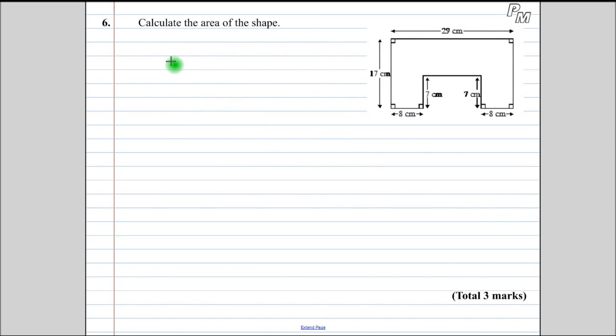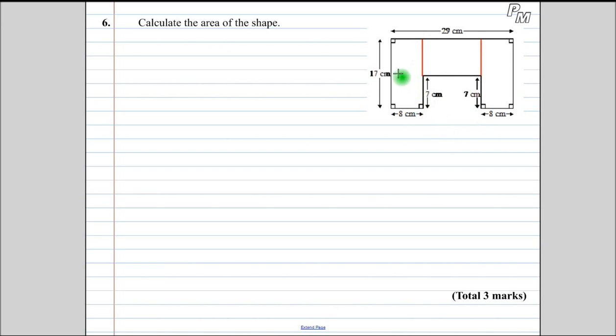Question 6. Calculate the area of this shape. Well, we've got an N shape here, and we don't know directly how to work out the area of an N shape, so we're going to split it up into shapes we can work the area out of, and we'll do a rectangle here going up there and a rectangle going up here. These aren't the only rectangles you could use, but these are just the way that I'm going to do it.